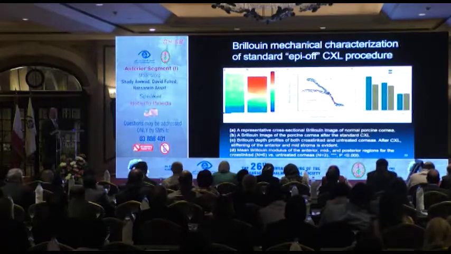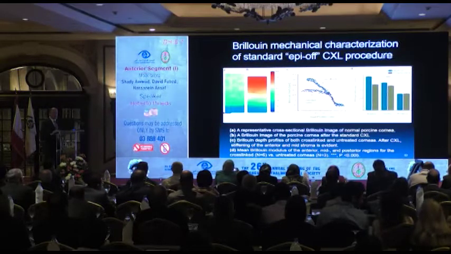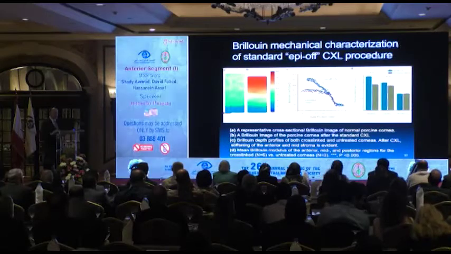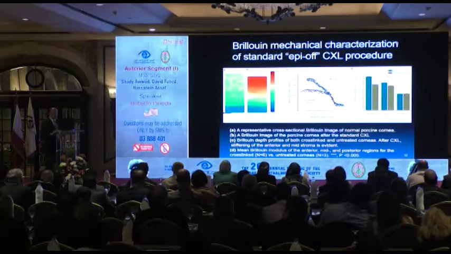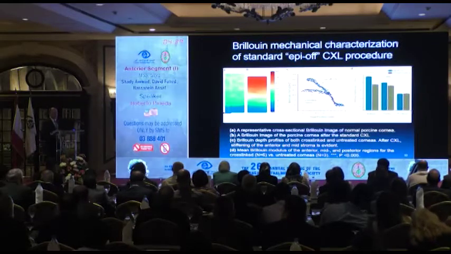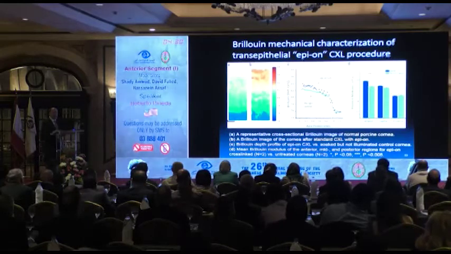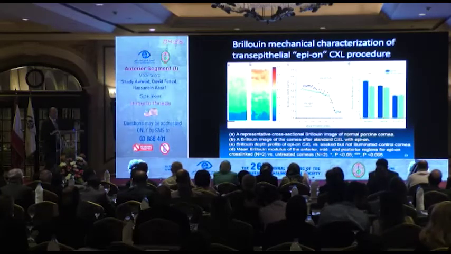We did some studies looking at epi-off techniques to look at the effect of cross-linking with epi-off. And you can actually see here a statistically significant increase in Brillouin measurement for anterior and mid-stromal cross-linking, whereas the posterior stroma had no evidence of cross-linking. So very consistent with what we have seen. And also looking at epi-on techniques, we got less effect compared to epi-off techniques. Again, this was not with iontophoresis or any of the newer epi-on techniques, but just showing the effectiveness of cross-linking with this epi-on technique.